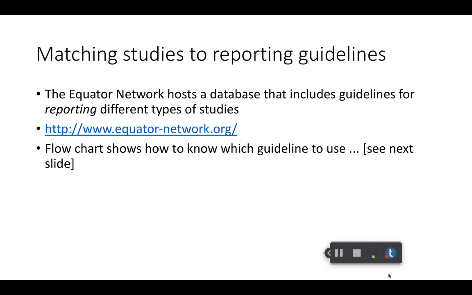And then in terms of applying the reporting guidelines, there are a number of ways in which people are asked to match their studies to the many guidelines that are out there. The Equator Network is a really wonderful organization that hosts a database that includes guidelines for reporting all kinds of studies. Here's their website, and they give us a flow chart to show researchers how to know which guidelines to use in reporting the results of their work.